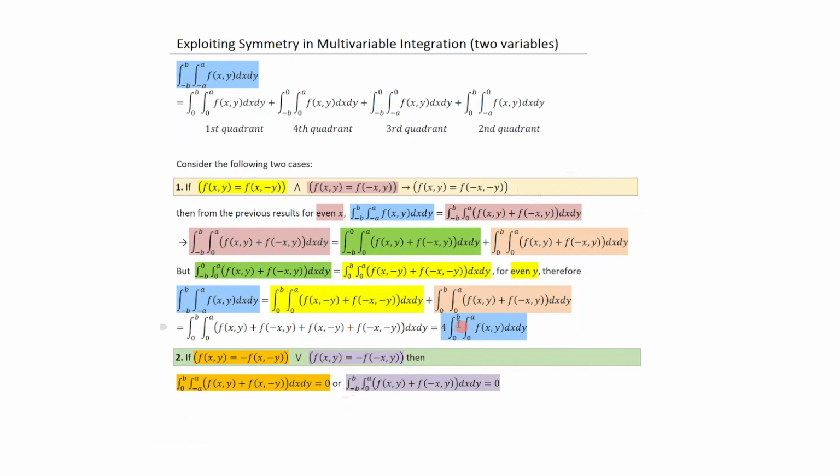It makes life easy in that if these conditions are satisfied, you just need to integrate over one quadrant and multiply the result by 4. All right, the second case is if f(x,y) equals -f(-x,y), which means odd, or this one is odd, either case, then this is equal to 0 from a previous case, and this is also equal to 0 from a previous case.